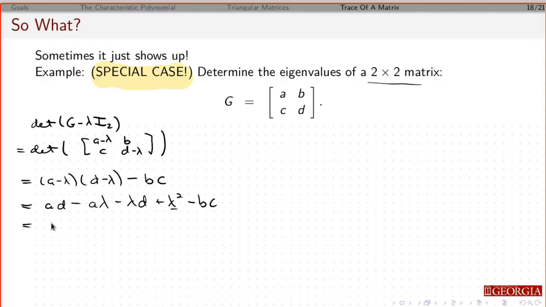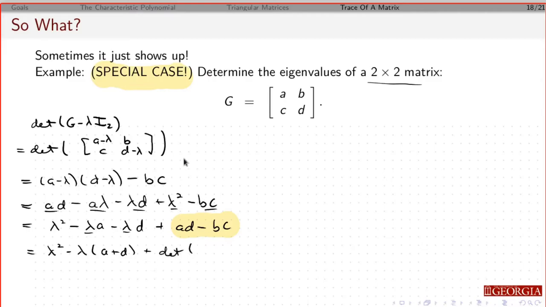So let's see, I've got lambda squared minus lambda A minus lambda D, plus AD minus BC. Notice that's the determinant of the original matrix. And here I've got two terms with a lambda, so I can simplify that. If I factor out the lambda, be careful, I'm factoring out a minus lambda, so this becomes a plus d. And AD minus BC is the determinant of the original matrix.